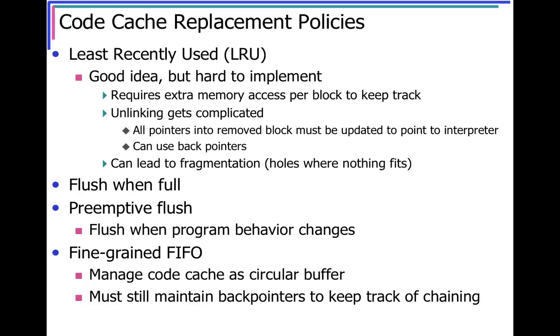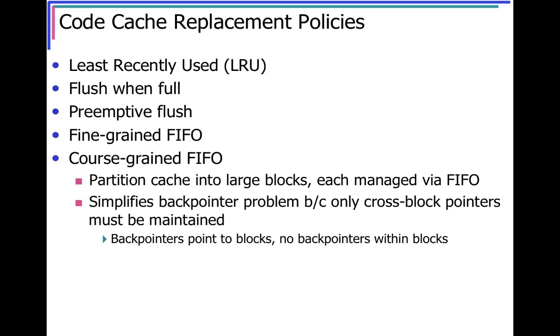So one way we can improve over fine-grained FIFO is to use a coarse-grained FIFO. That is, to designate parts of the code cache as big chunks, and we'll fill up each chunk at a time, and we'll fill up the entire cache this way. Then when we wrap around our circular buffer, we'll kick out an entire chunk at a time. Therefore, we only have to worry about linkages between chunks, not linkages within chunks.